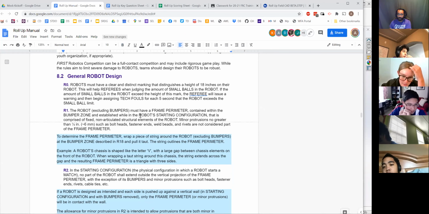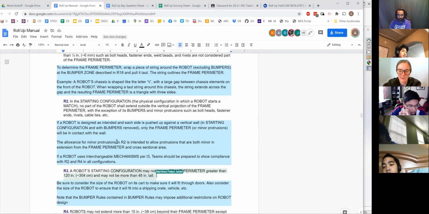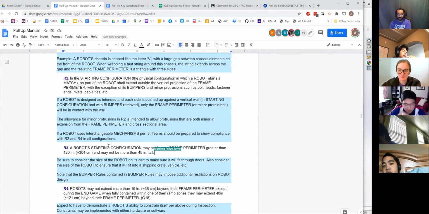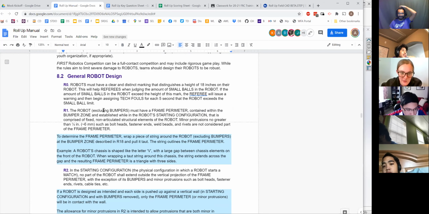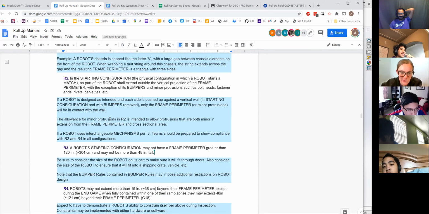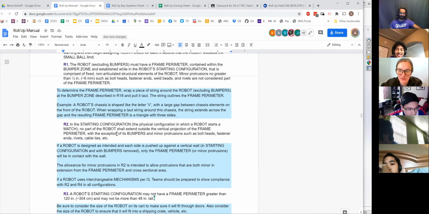We must have a frame perimeter. Does it not say what the... It says the actual thing on R3. Okay, that makes more sense. I was confused too. I know how this works. But this is also how the real manual works, we promise. So it's very confusing sometimes.